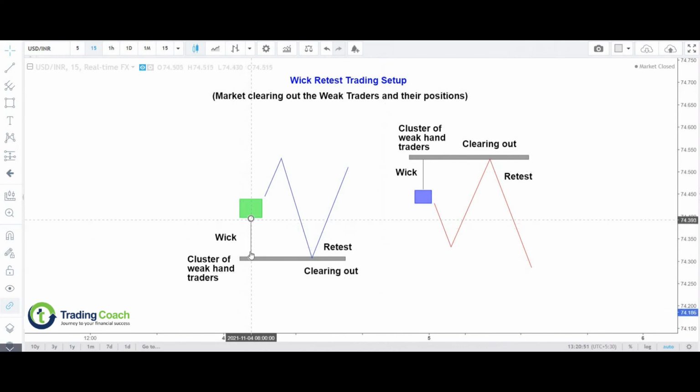First of all, you will see a wick either on the downside or on the upside. Right after the wick, the prices will try to retest the wick, and right after the retest, the market will move in the initial direction of the price. This wick retest trading setup is caused by the cluster of weak hand traders who got accumulated at the wick. The market will try to retest the wick only to shake out these weak hand traders. This is a simple and high probability trading setup.